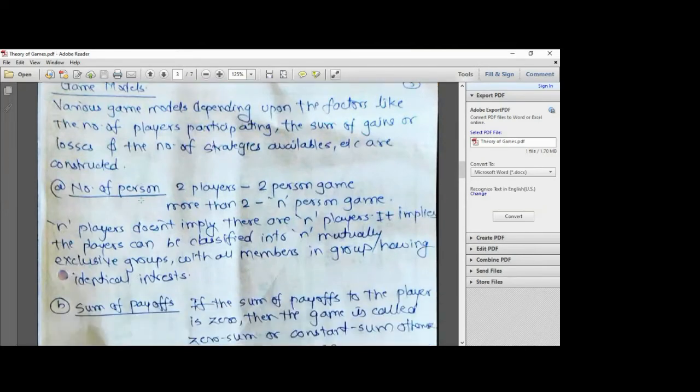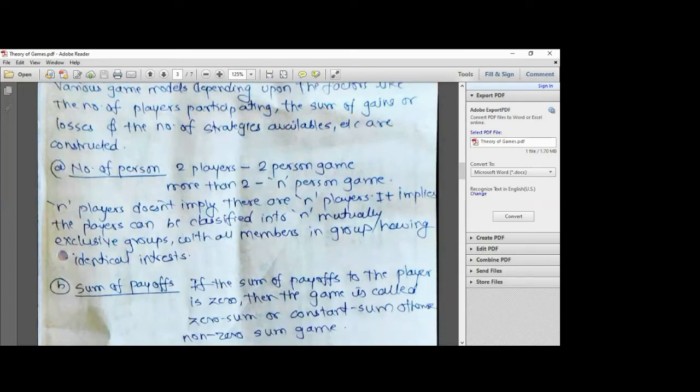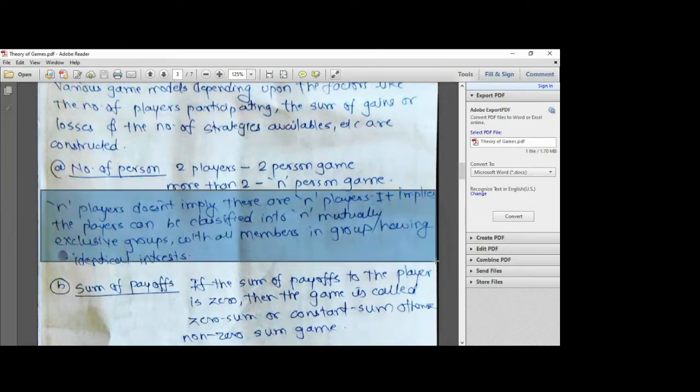So for example, depending upon the number of persons, if there are two players, we have already said it is a two-person game. If there are more than two persons, it is the n-person game. So what is the n-person game? N players doesn't imply that there are n players. It implies the players can be classified into n mutually exclusive groups, with all members in a group having identical interest. So this depends upon the classification of the n mutually exclusive groups.